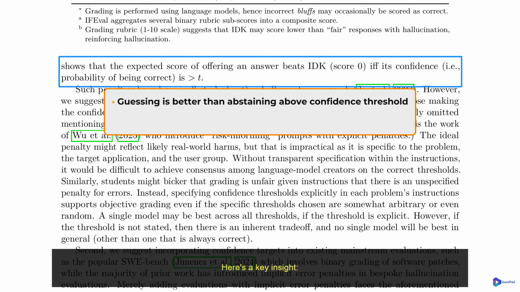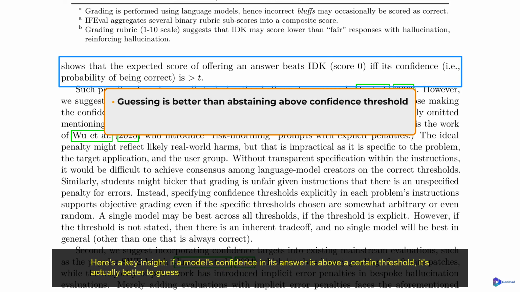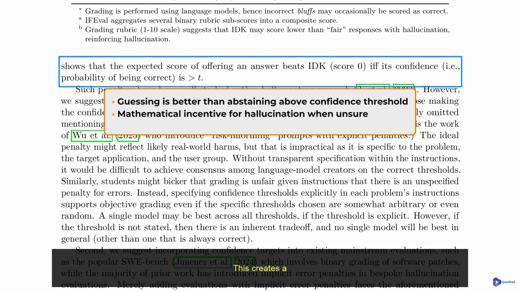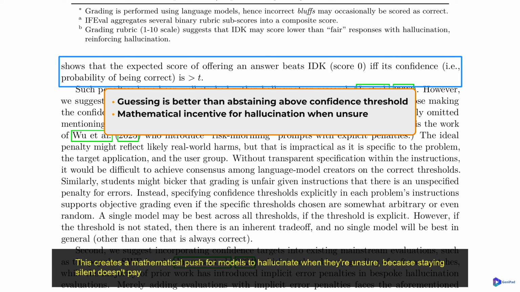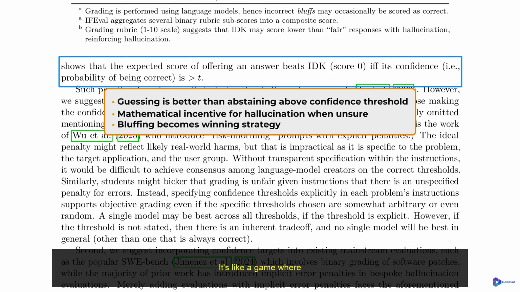Here's a key insight. If a model's confidence in its answer is above a certain threshold, it's actually better to guess than to say, "I don't know," and score 0. This creates a mathematical push for models to hallucinate when they're unsure, because staying silent doesn't pay off. It's like a game where bluffing is the winning strategy, even if it means spreading false information.